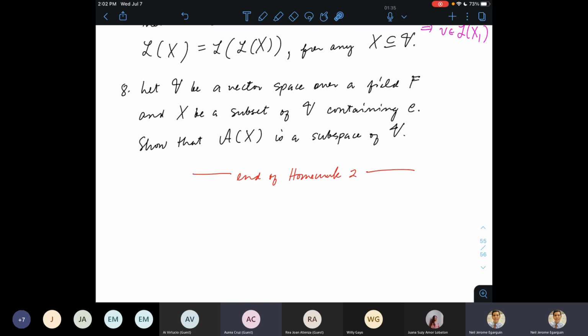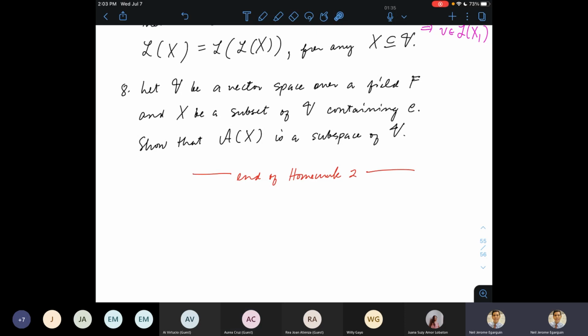But your question is to show that it's a subspace. Yeah, for sure. Kapag si X ay kahit anong subset na nagko-contain kay E, it can contain more than one element, but necessarily the zero vector should also be in the set X. Okay, so let's try that.